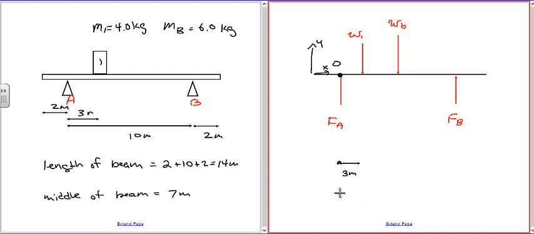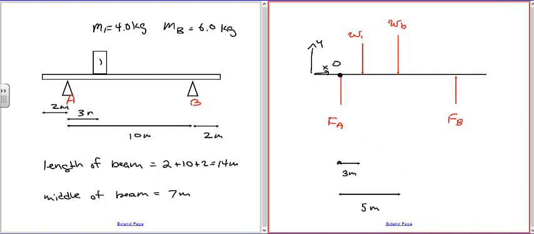Then from that same point to the middle of the beam, this total distance is 14. To the middle of the beam is 7. This is 2 to here, so you have to go 5 more to get to the middle of the beam. So the distance from point A, the center of rotation, to the middle of the beam is going to be 5 plus 2, which is 7, and then we go another 5 to get to here, and another 2 to get to the end. That's the moment arm of this force relative to this point.